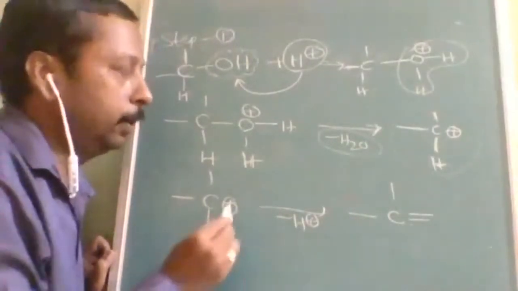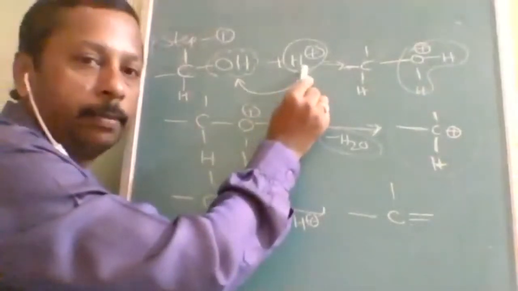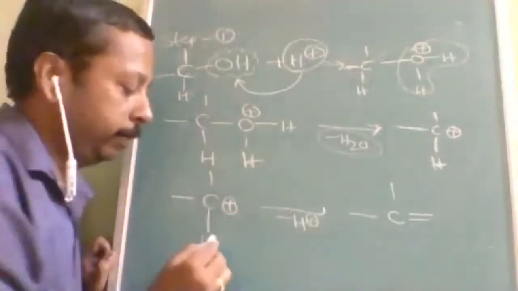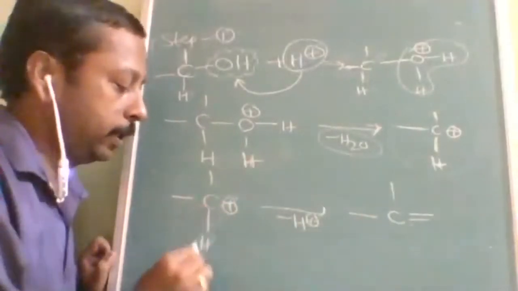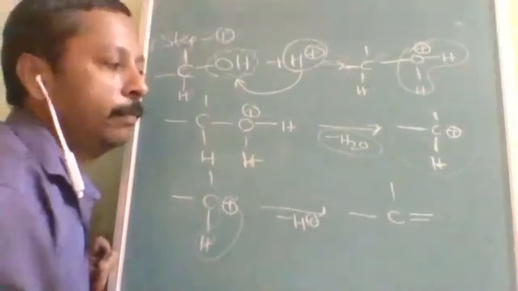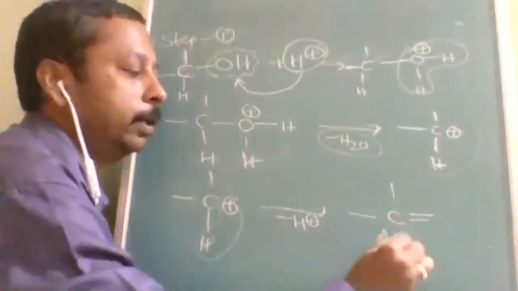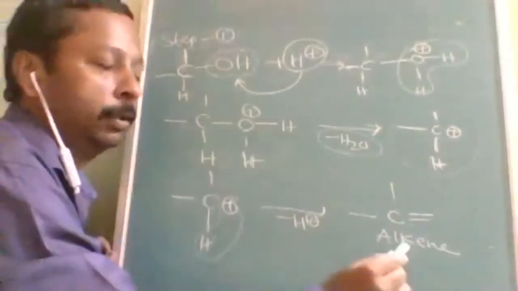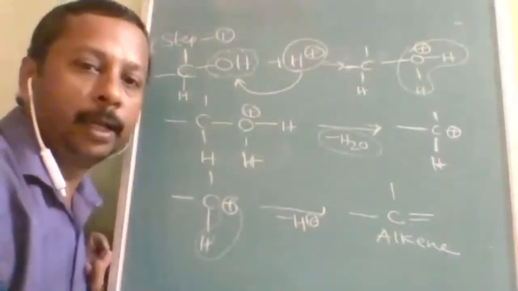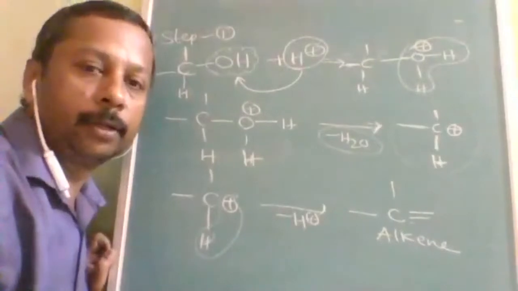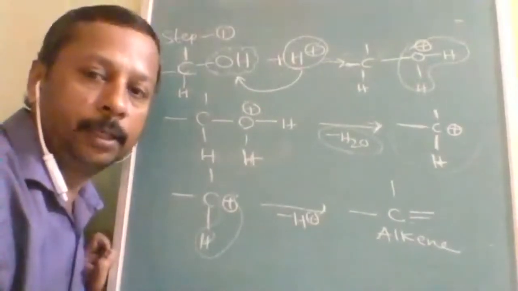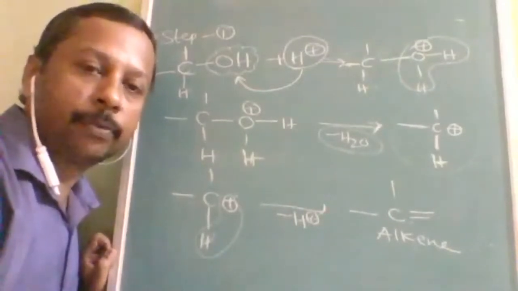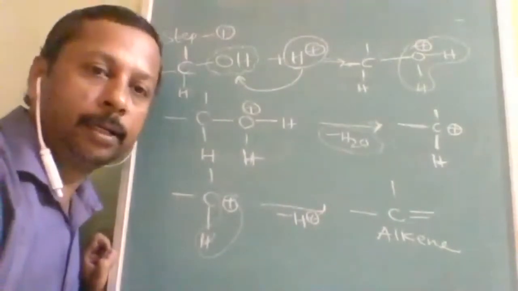Now, this H plus was provided by the acid, so it has to be returned back. That return will be done in the final step, the H and this plus, so this will be converted into a double bond. Finally, what will you get? Alkene. Initially we had alcohol, finally it is converted into alkene. This is the conversion of alcohol to alkene using an acidic medium such as sulfuric acid. That is the first question and all the details related to it.